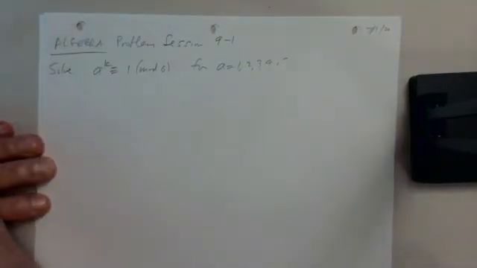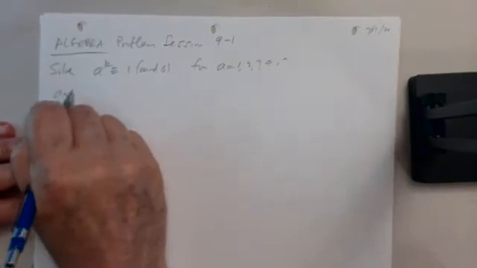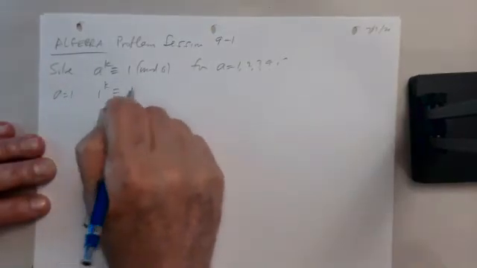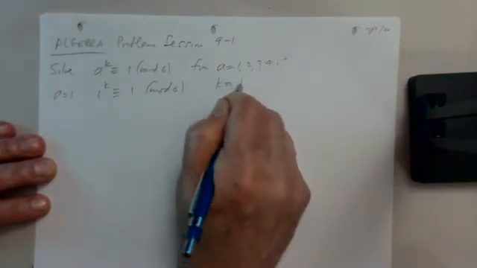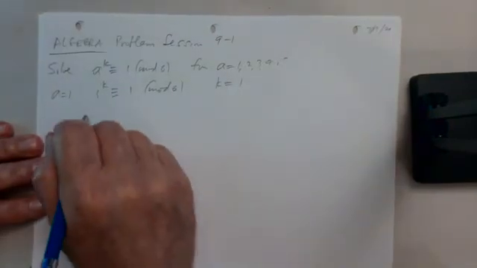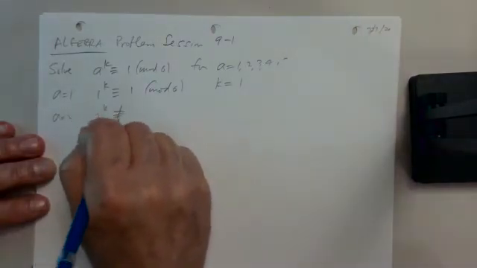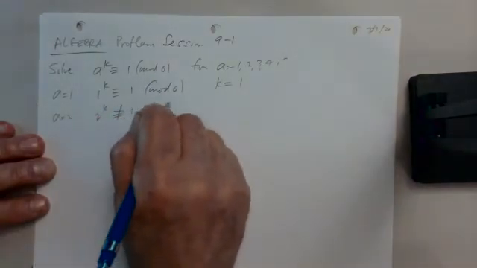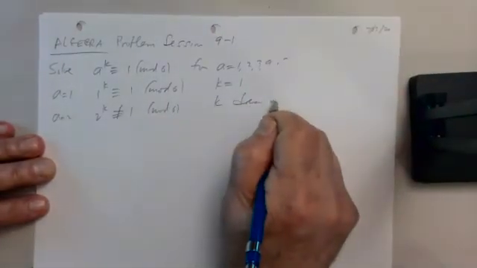So, for a equal to 1, 1 to the k is congruent to 1 mod 6, so k is equal to 1. For a equal 2, 2 to the k is never congruent to 1 mod 6. So k does not exist.